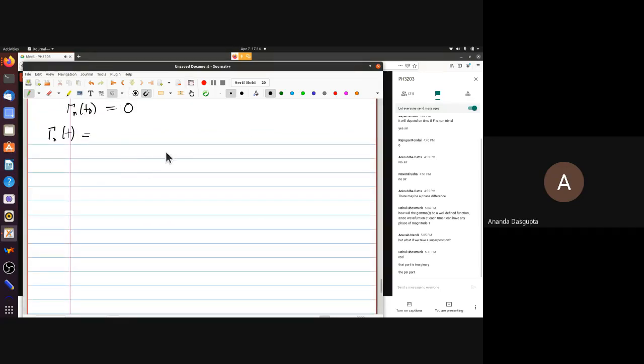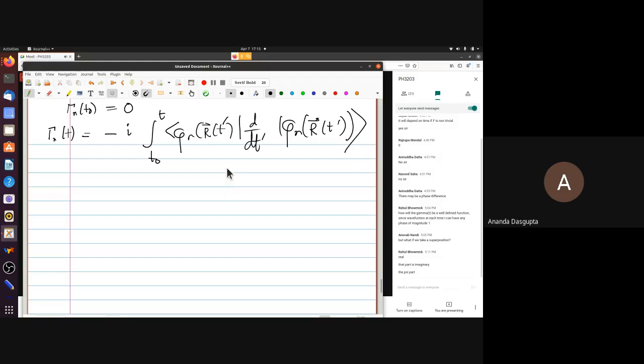So gamma n at time t is simply going to be the integral, minus i, from t0 to t. Since t is the final limit here, the integrand has to be replaced by a dummy variable. In the integrand, it has to be replaced by this dummy variable t prime, dt prime. This integral is what will give you gamma n.